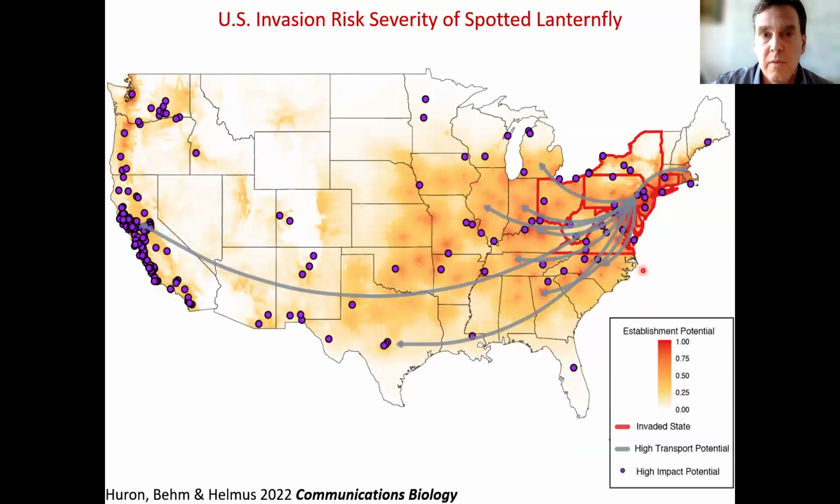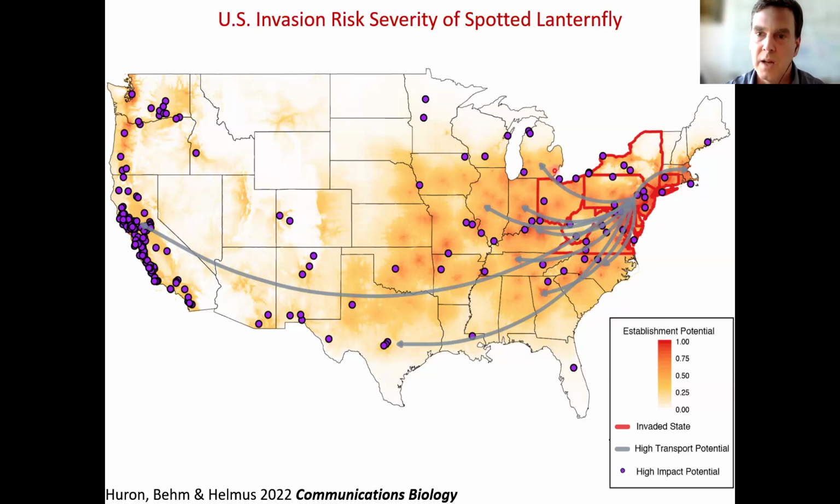So here we've mapped the invasion risk severity of spotted lanternfly. I'm mapping establishment, transport, and impact potential just visually. So here, establishment potential is based on a slightly different niche model than what I showed before. So the more orange areas are areas that are more likely to have spotted lanternfly establish. These red lines here were where spotted lanternfly has already invaded. This was back in 2021 when we did this.